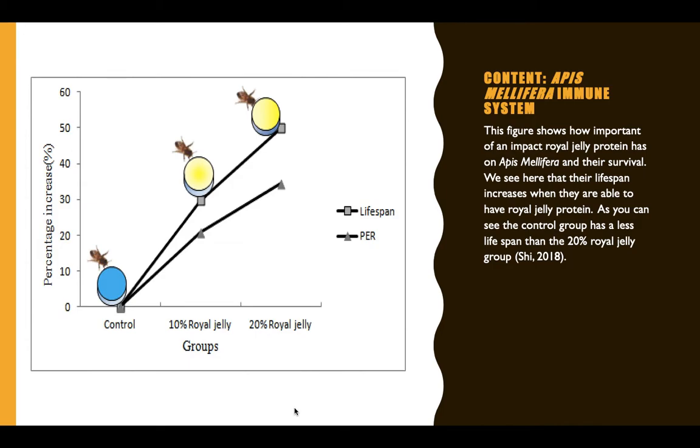So as you can see on the left, there's the control group, which is at the very bottom, which shows a lower life expectancy than that of even the 10% royal jelly, which is just a little bit above it in the middle there. And then the 20% royal jelly, as you can see, is the highest, which shows that their lifespan is the most. And then at the bottom there, below that line, there is the percentage line, which shows the percentage in which they are going to survive.